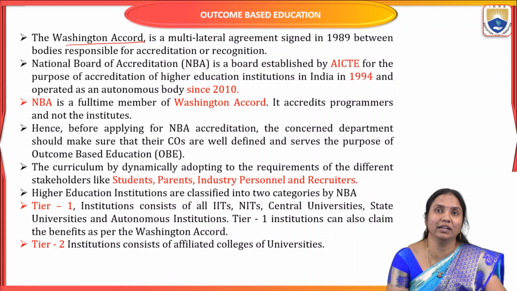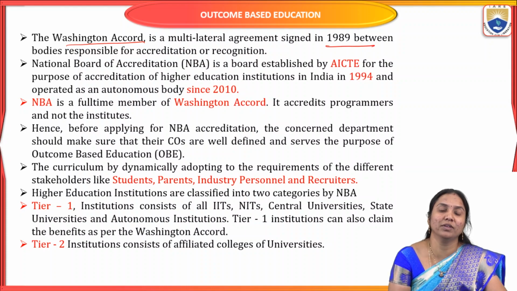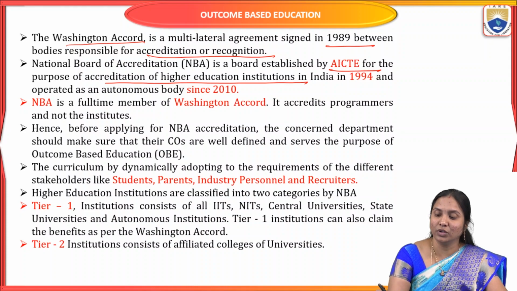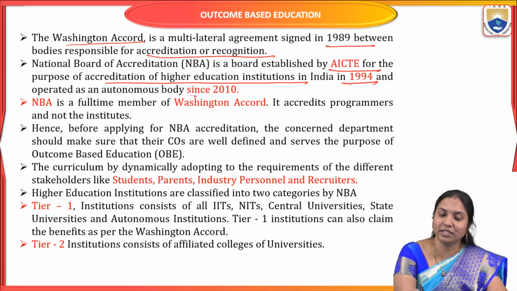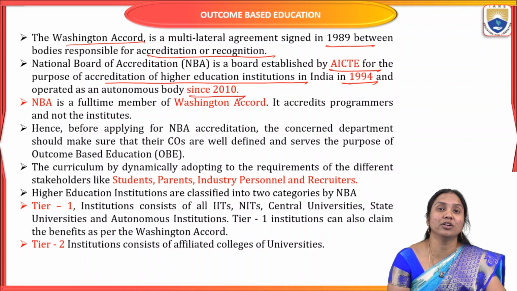It is a multilateral agreement signed in 1989 between the bodies responsible for accreditation or recognition. In this, NBA, the National Board of Accreditation, is a board established by AICTE for the purpose of accreditation of higher educational institutions in India. It was established in 1994 and has operated as an autonomous body since 2010.